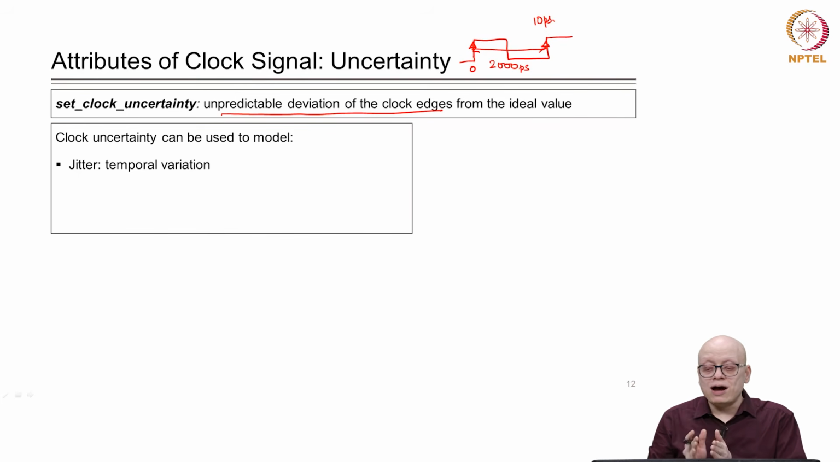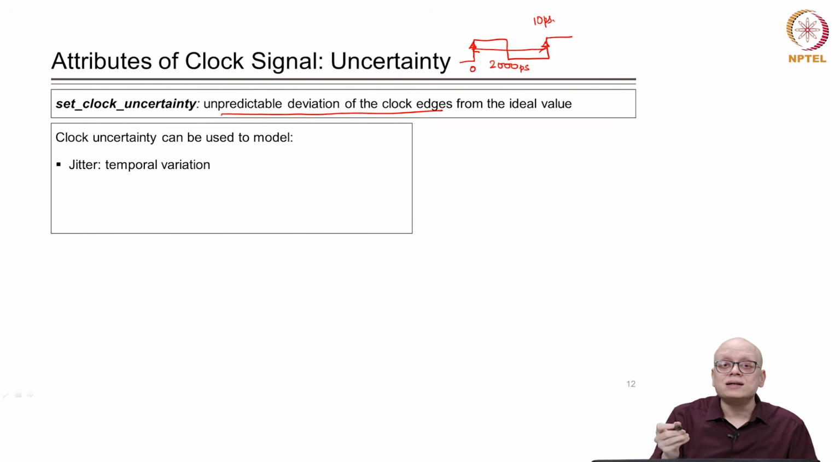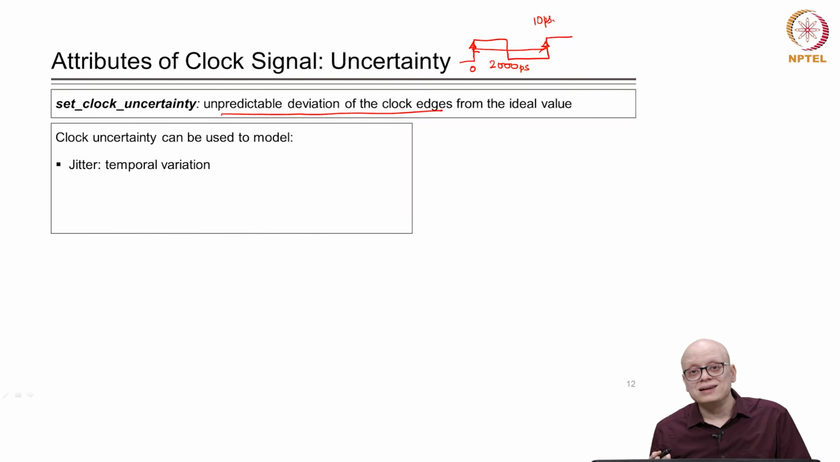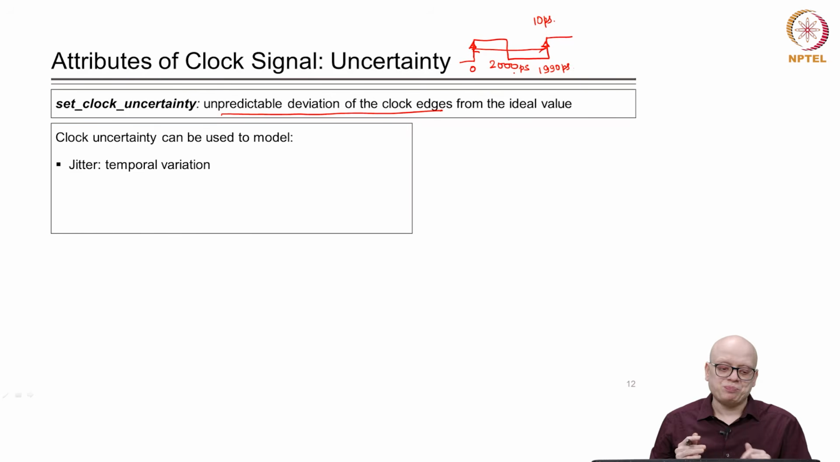the timing requirements. For example, if we say that uncertainty is 10 picosecond, then what it means is that the next clock edge can come at say 1990 picosecond rather than at 2000 picosecond, assuming that the worst case is there, right. It is a pessimistic approach. So, for setup analysis, we can say that the time period gets reduced by this clock uncertainty, right.